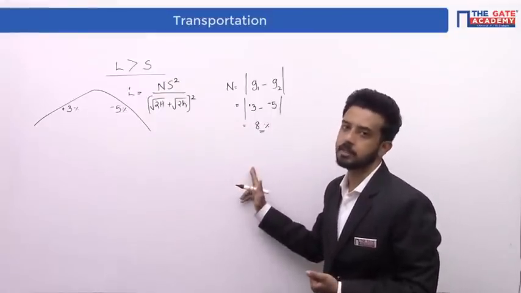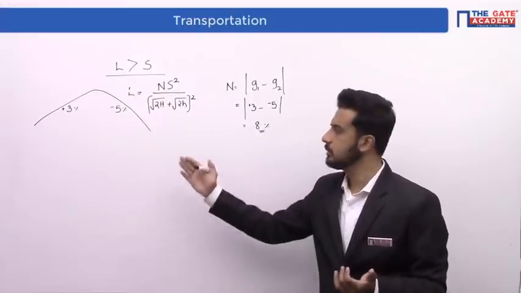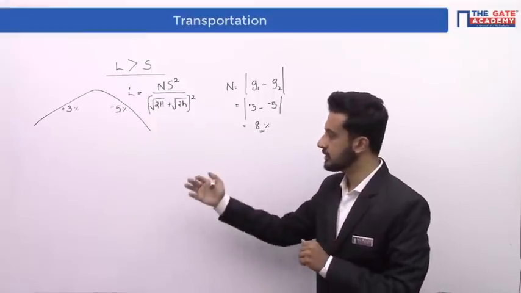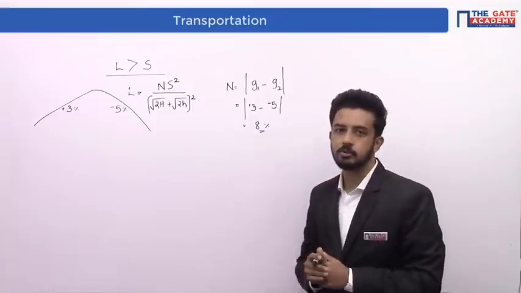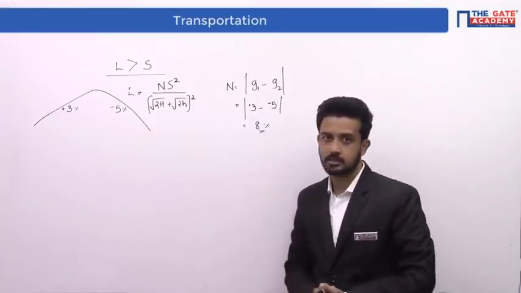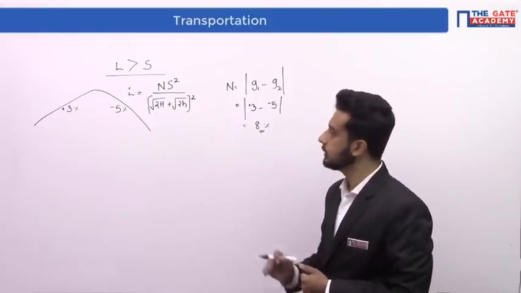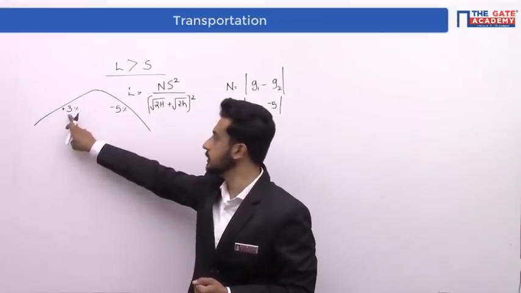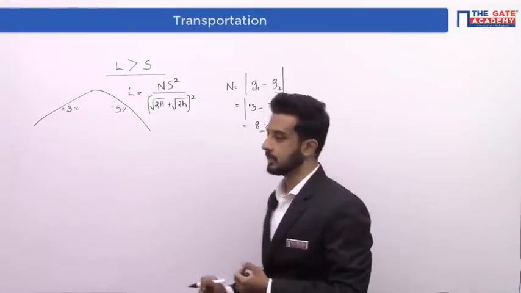It will be 8%. If it is a summit curve or valley curve, whatever it is, you can just take the sum of the modulus value. If it was a valley curve, finally you will get minus of some value, but we are taking the modulus, correct? So finally you will be getting the exact value. So either you can do like this, or simply you can add the modulus values, 3 plus 5, 8%.